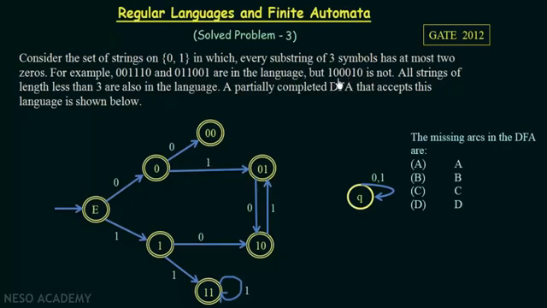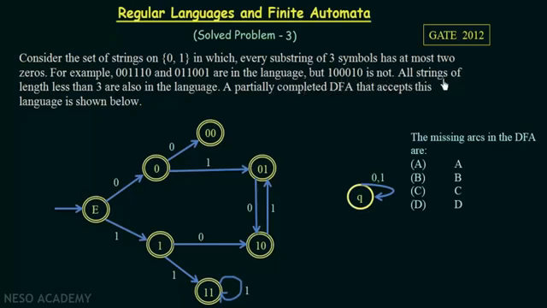Now if you look at this string, 100010, if I take the first 3 symbols, there are only 2 zeros, it is okay. But if I choose the second, third and fourth symbols, we see that it has 0, 0, 0. 3 zeros are there, and this is not acceptable because we are allowed to have at most 2 zeros in this language. That is why this string is not in the language. I hope you understood the meaning of the language given here.